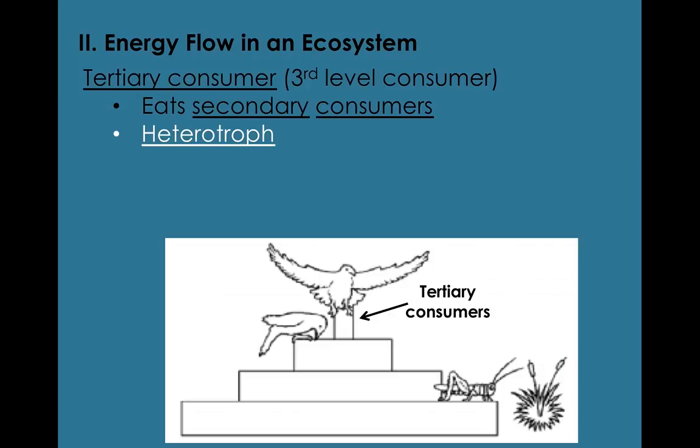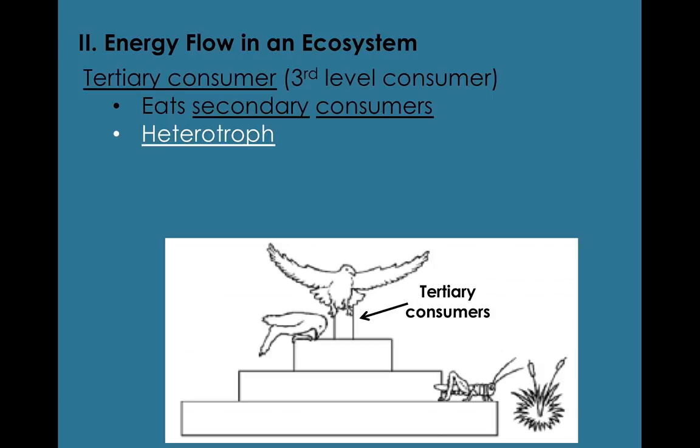Now go over to that little pyramid diagram that you see, and you see that raptor way up on the top with the little tiny part of the pyramid. That is representing our tertiary consumers. So please add the label tertiary consumers to that diagram. All right, now back to the notes.